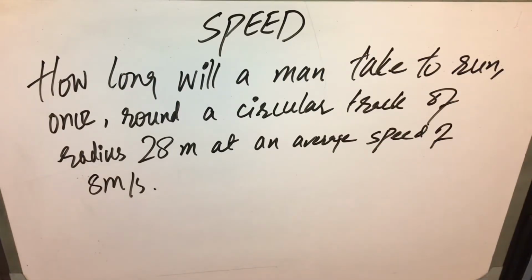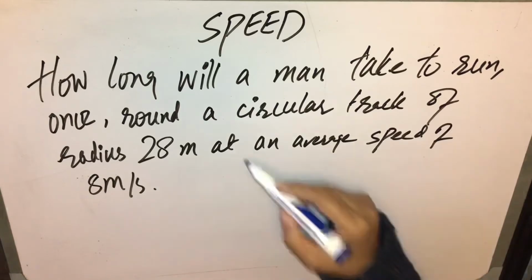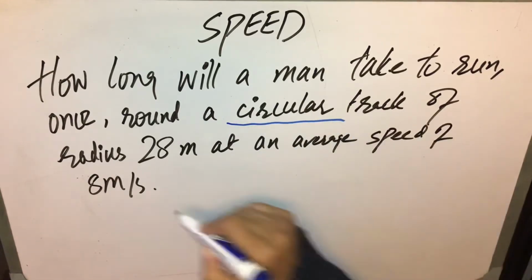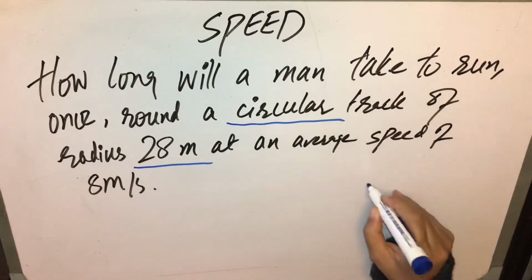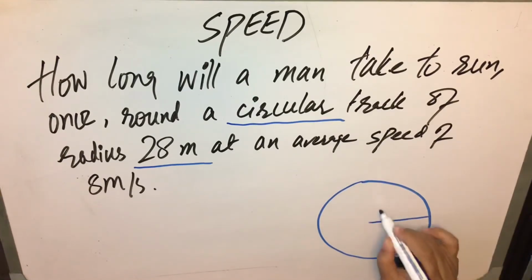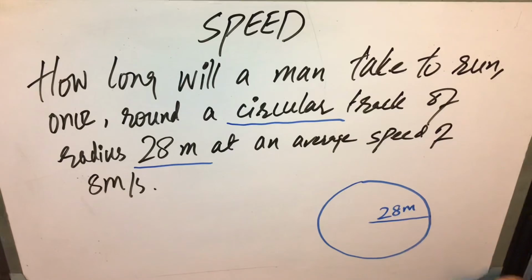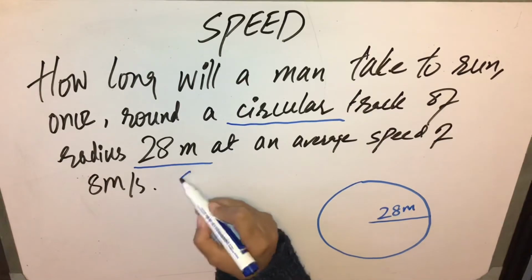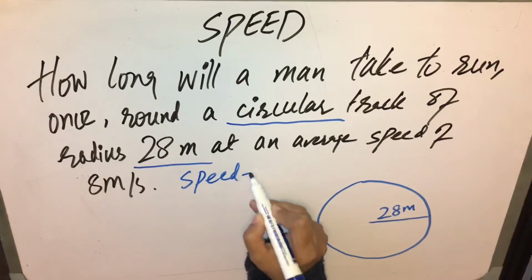Another question: how long will a man take to run once around a circular track of radius 28 meter at an average speed of 8 meter per second? So here we draw a circular track whose radius is 28 meter. Speed is given. Speed is 8 meter per second.